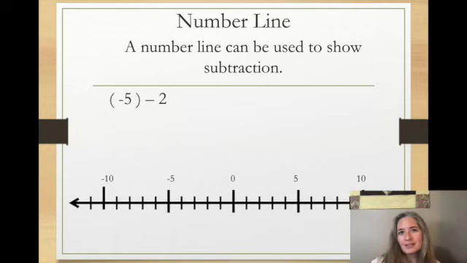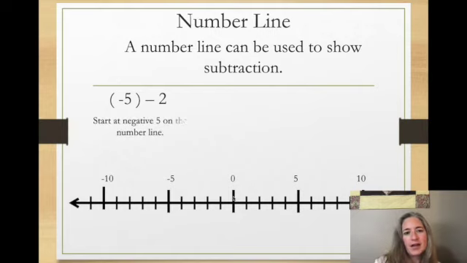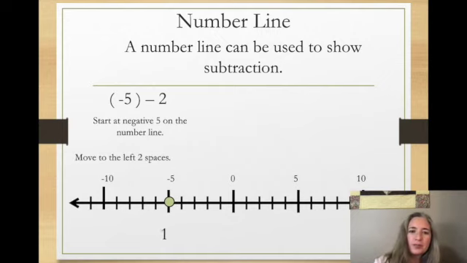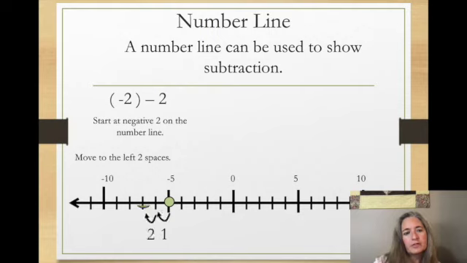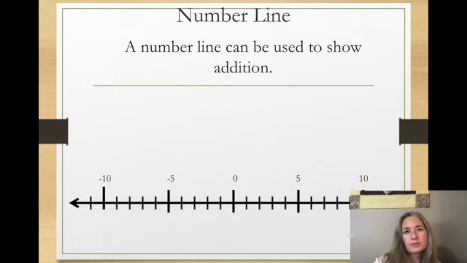So this one's a little different in that we're going to start on the negative side. So we're going to start at negative 5. And then we're going to move to the left 2. And so we will get negative 7. Let's try one. Negative 2 minus 2. We'll start at negative 2. And then we'll move left 2 spaces. And we will get negative 4.